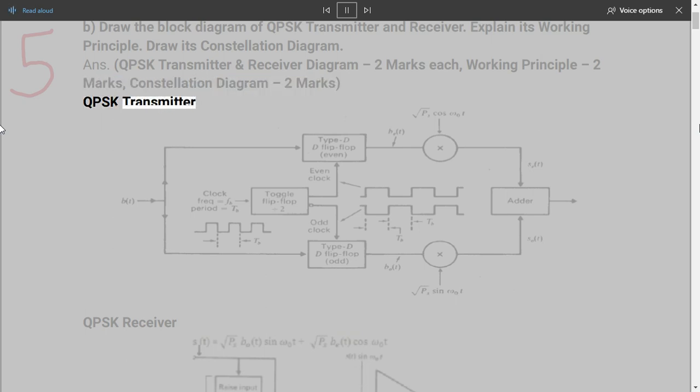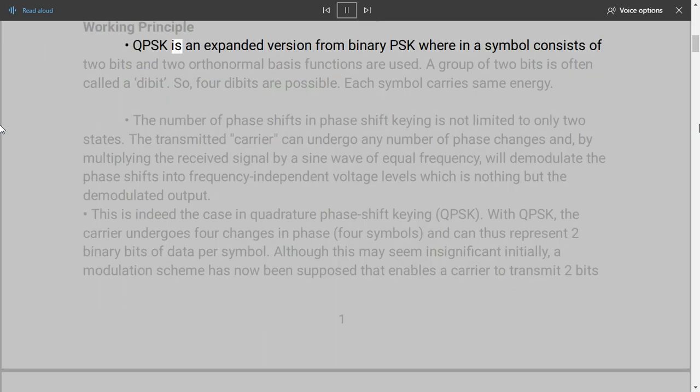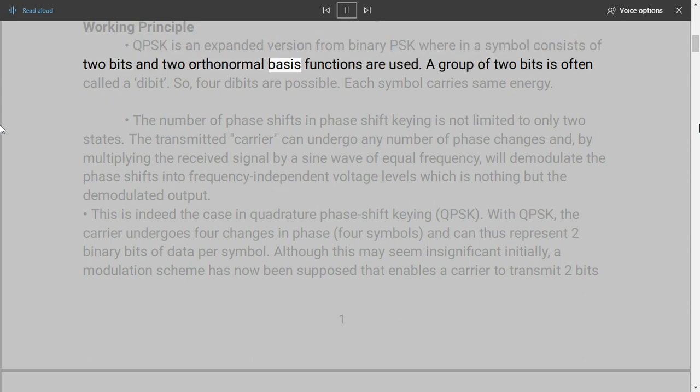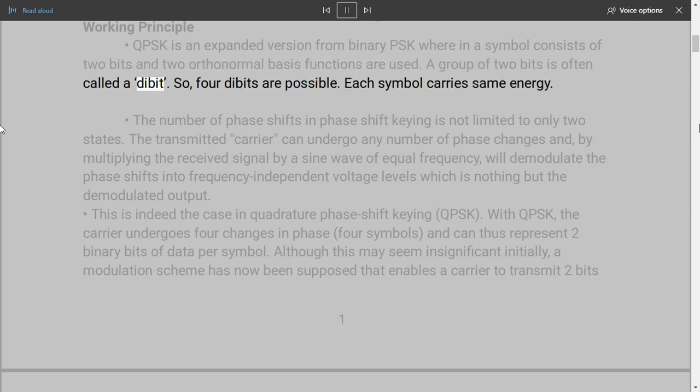QPSK transmitter. QPSK receiver. Working principle: QPSK is an expanded version of binary PSK, wherein a symbol consists of 2 bits, and 2 orthonormal basis functions are used. A group of 2 bits is often called a dibit. So, 4 dibits are possible. Each symbol carries the same energy.